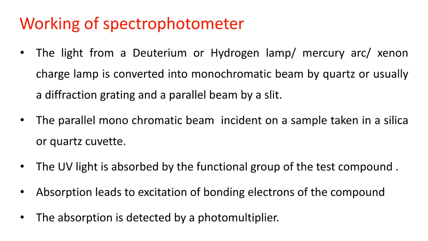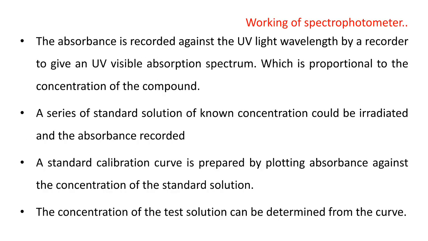The absorbance leads to the excitation of bonding electrons of the compound. The absorbance is detected by the photomultiplier tubes, which increase the intensity of the light. The absorbance is recorded against the UV light wavelength by the recorder to give a UV visible absorption spectrum, which is proportional to the concentration of the compound.